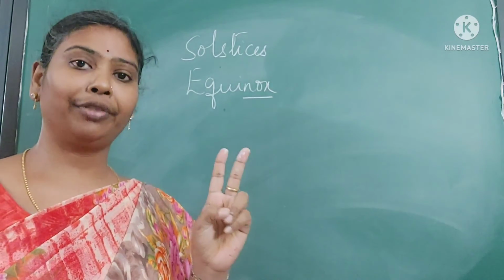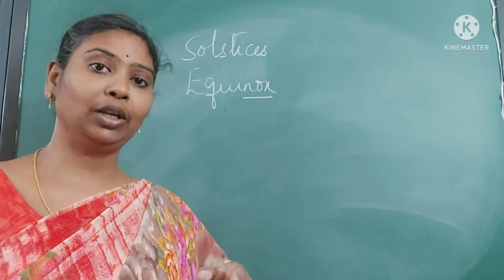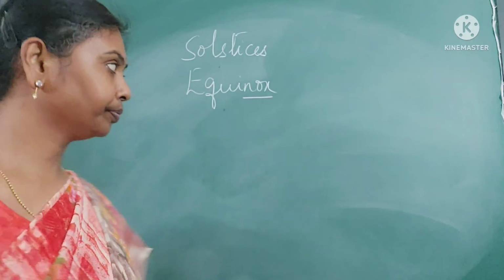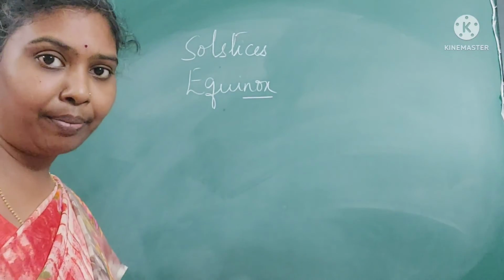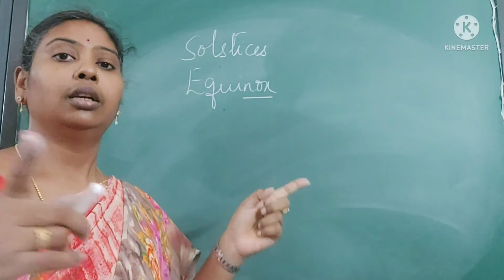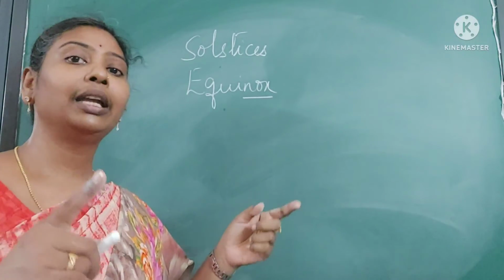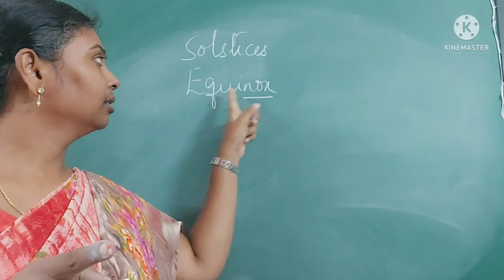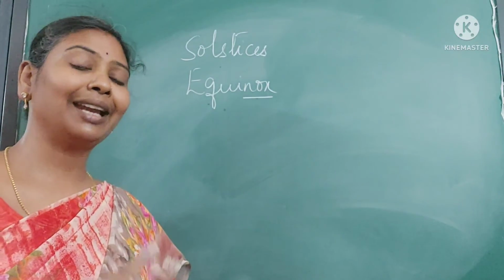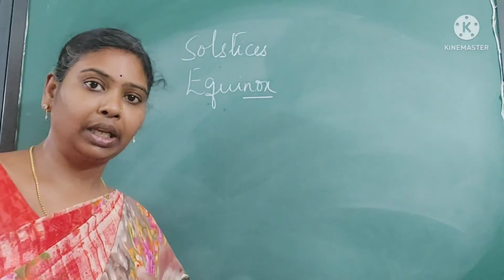Two days of a year when the sun directly falls over the equator, then we will be having equinox, right? So when we have seen the apparent movement, we have seen two days when the rays of the sun will be falling directly over the equator. Then we will be having equinox. On March 21st and September 23rd, we will be having an equinox time, right?